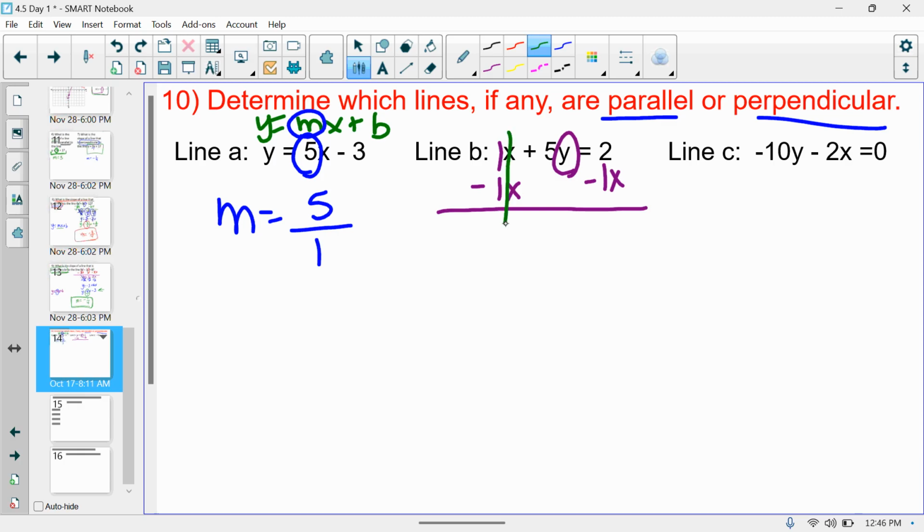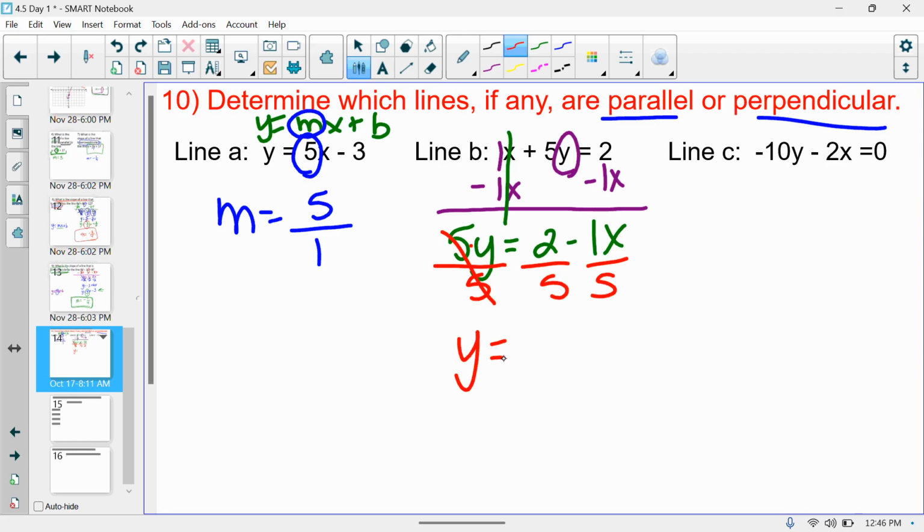1 minus 1 is 0. So all the x's are on this side now. Remember, we just write 2 minus 1x. They're not like terms. We can't put them together. Opposite of multiplication, we're going to divide everything by 5. Guys, you're going to get a bunch of decimals. 2 divided by 5 is a decimal. Just math bracket. Leave it as 2 over 5.